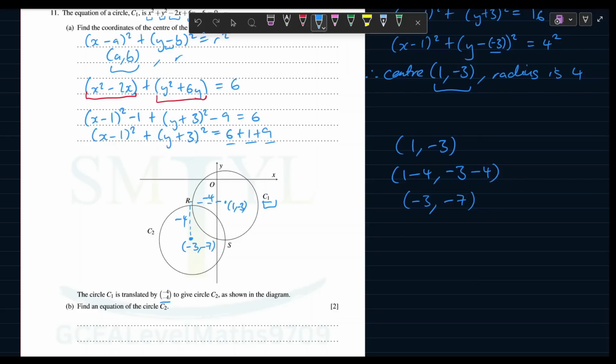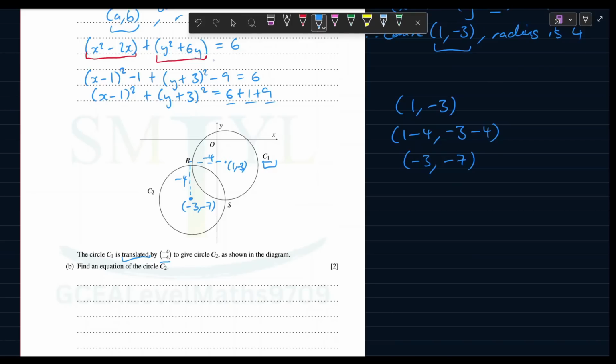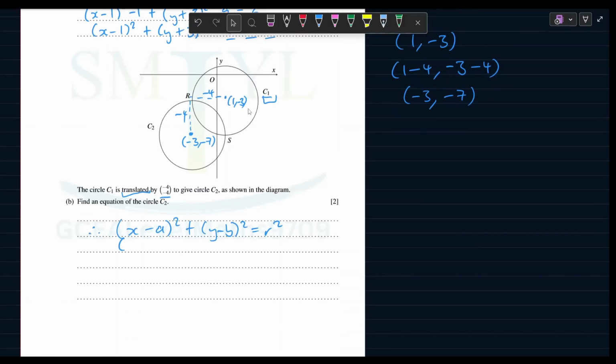Now, because the only transformation that I have applied here is a translation, the radius should still be the same. So we can write the equation of the circle C2 as, remember, any circle can be written in the form (x - a)² + (y - b)² = r². So in our case, it's going to be (x - (-3)), so (x + 3), squared, plus (y - (-7)), so (y + 7), squared.